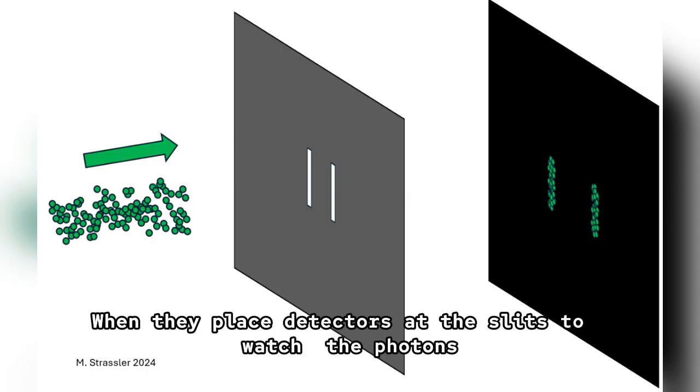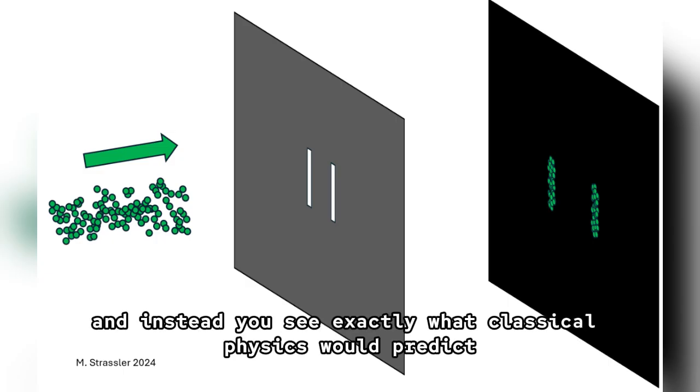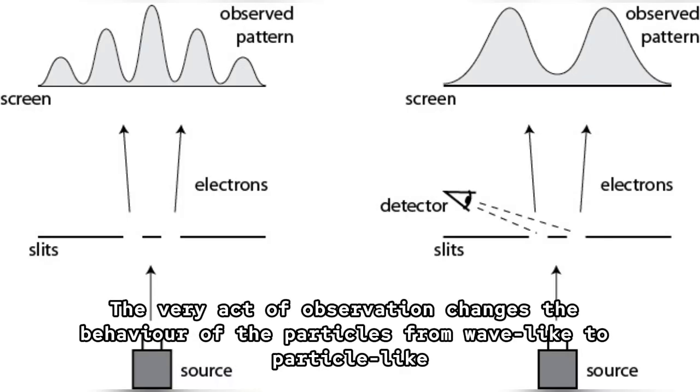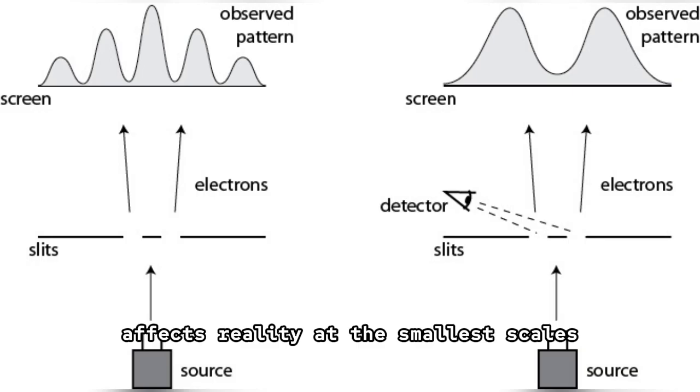When they place detectors at the slits to watch the photons, the wave pattern completely disappears, and instead you see exactly what classical physics would predict: two bright spots directly behind each slit. The very act of observation changes the behavior of the particles from wave-like to particle-like. This demonstrates the fundamental quantum principle that measurement affects reality.